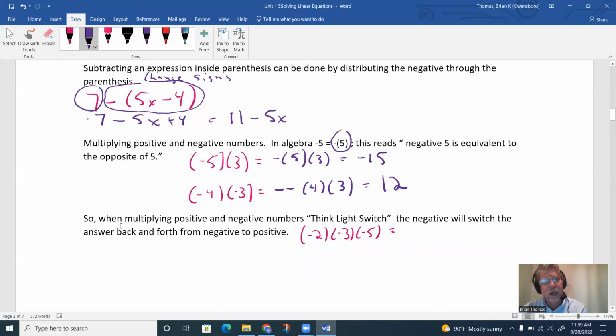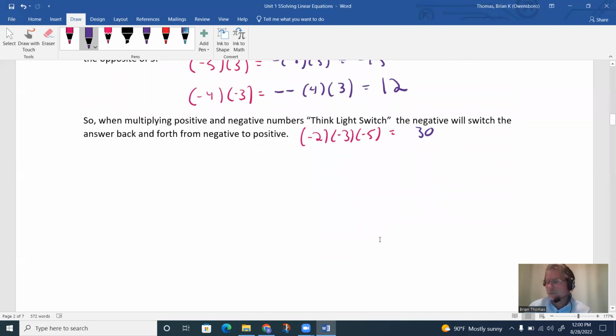When multiplying positive and negative numbers, we think like a light switch. The negative will switch the answer back and forth from negative to positive. So if I have a negative 2 times a 3 times a negative 5, we're really multiplying 2 times 3, which is 6, and 6 times 5 is 30. So we put that down, and then we think light switch. One negative makes it negative, the second negative makes it positive, but that third negative flips it back to a negative. So the answer is a negative 30. That's how we multiply positive and negative numbers: think like a light switch, going back and forth between positive and negative.